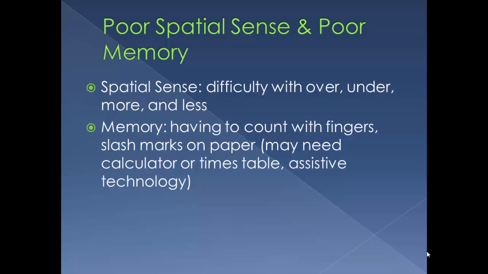Poor spatial sense and poor memory. Poor spatial sense is when students have difficulty with concepts like over, under, or more and less. Poor memory is when students are having to count with their fingers, make slashing marks on their paper. This means that they may need a calculator or a times table or any type of assistive technology that will help them out.